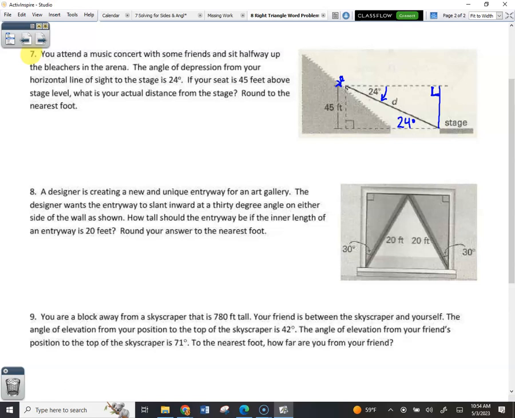it says how tall should the entryway be? What direction does the word tall imply? Vertical. So they're saying how tall, meaning find the vertical height of the triangle. And you just focus your attention on one of the triangles here. The 30 degrees is right here. You are going to the nearest foot there, so that's your homework as well.